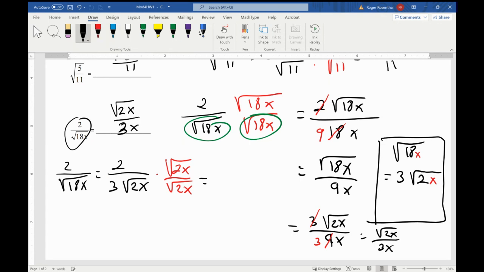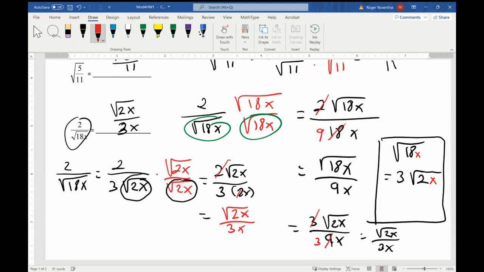When I do that, the numerator is 2 times the square root of 2x. I'm just multiplying those together. And my denominator is going to be 3 times whatever that times that is. And that's just regular 2x. The 2's cancel here. And surprise, surprise, we end up with square root of 2x over 3x. The same answer as before. So another way to do the same thing. Whichever way you prefer, go with that way.